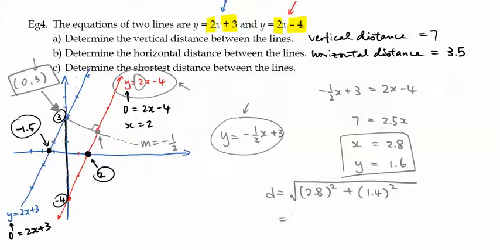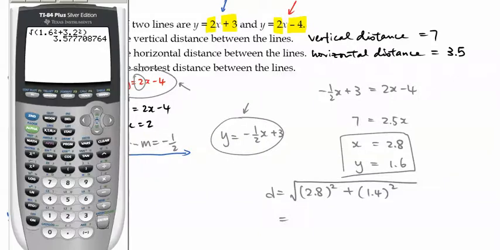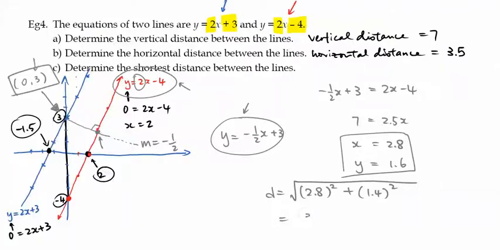And in this case, on my calculator, square root of 2.8 squared plus 1.4 squared will give us 3.13. Now once again, you can use the formula that I've introduced back in example 3 to check your work.